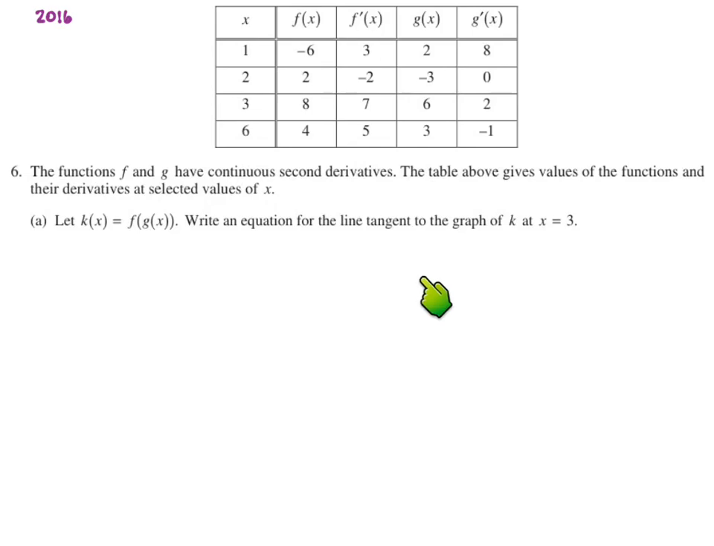If I want a tangent line, there are two things I need to know: a point and a slope. So I need to know the value of k at 3, and I need to know the slope of k at 3. To find the slope of k, I'm going to take the derivative. So k prime of x is equal to f prime of g of x times g prime of x, because I applied the chain rule here. Then when I plug in 3, k prime of 3 equals f prime of g of 3 times g prime of 3.